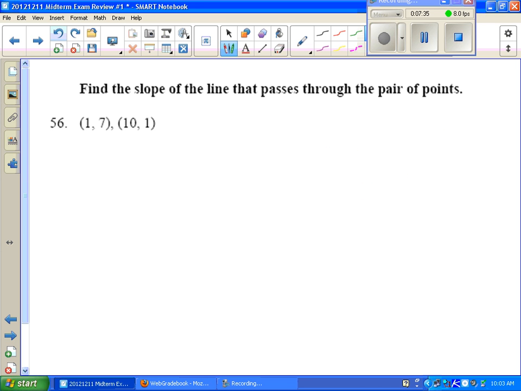Okay, for this one, we don't have a picture. We need to find the slope. Our slope formula is the change of y, so y sub 2 minus y sub 1, over the change of x, so x sub 2 minus x sub 1. If you can't remember this formula, this is the important part: make sure you have the 2's on top of the 2's and the 1's on top of the 1's. If you mix that up, you're not going to get the right values.